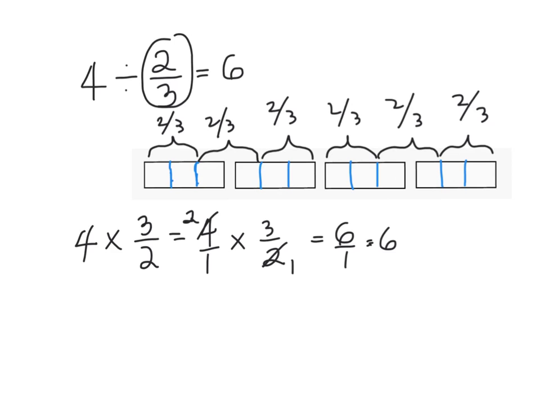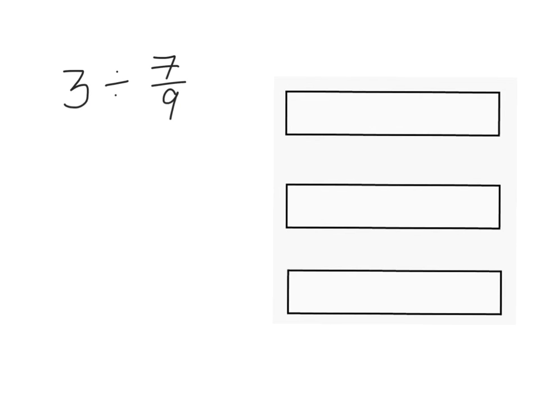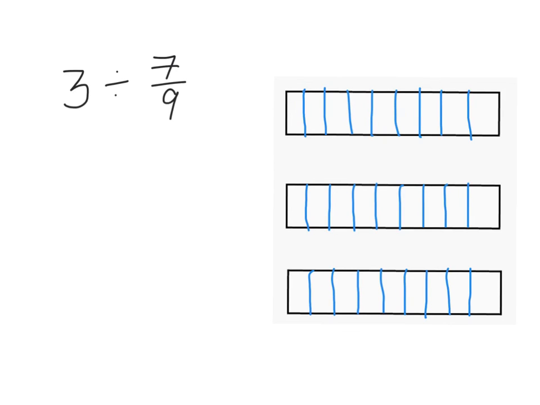Let's try another example. Here you have 3 divided by 7/9. So obviously we have to cut the 3 wholes into 9ths. Let's try that. As you can see, I tried cutting each whole into 9 parts. It's not perfect, but when you try to think about your fractions, just making your own sketches actually is very helpful. So let's try to group them by 7/9.